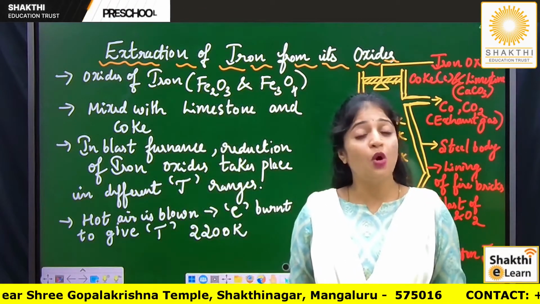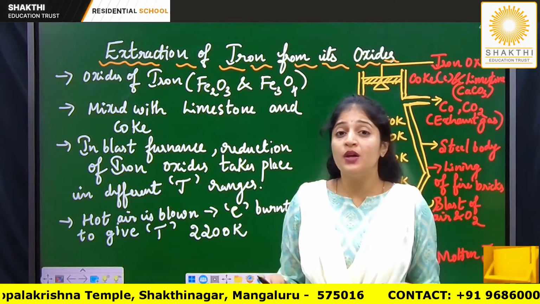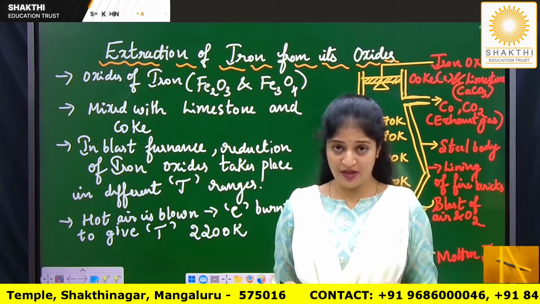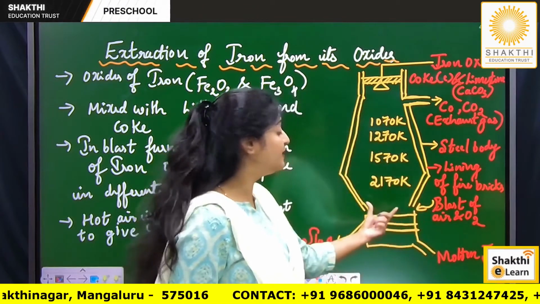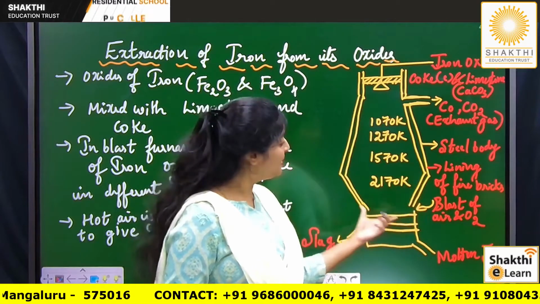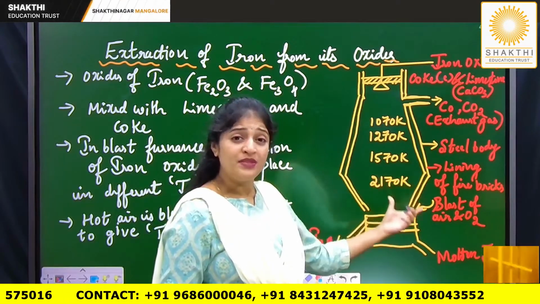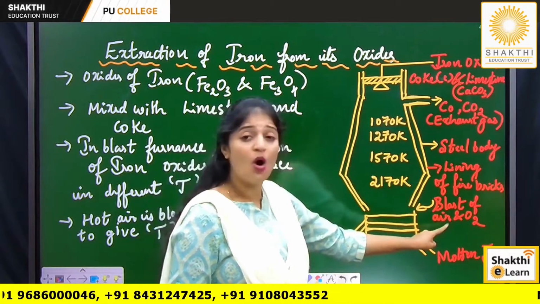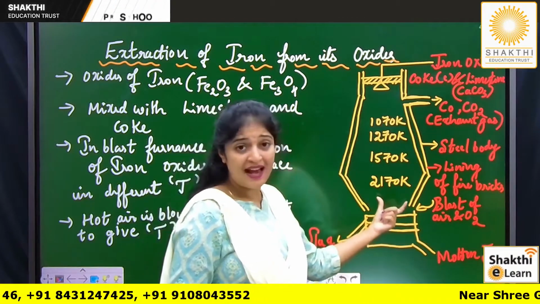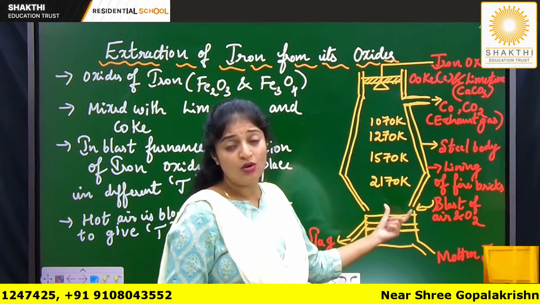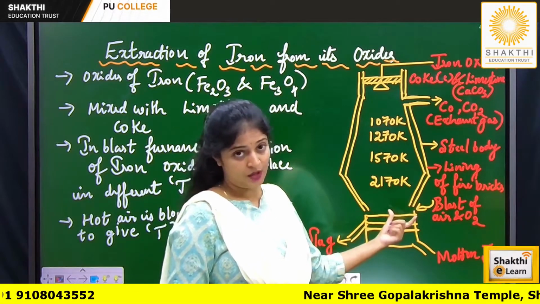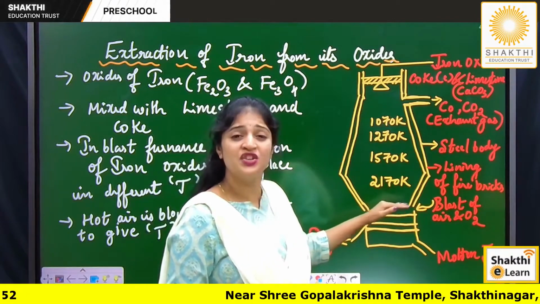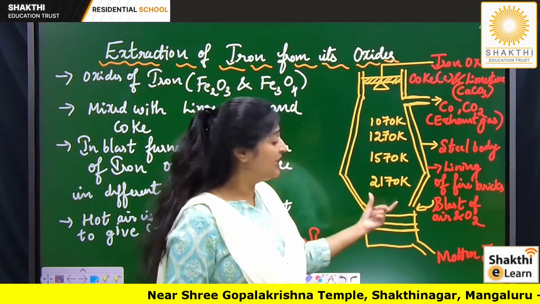That carbon monoxide will give you an atmosphere of high temperature range at the bottom of the blast furnace. This temperature gradient is obtained when the reaction takes place between the coke and the oxygen. So this region will have a higher temperature, around 2200 Kelvin. You can observe the higher temperature gradient in this portion.